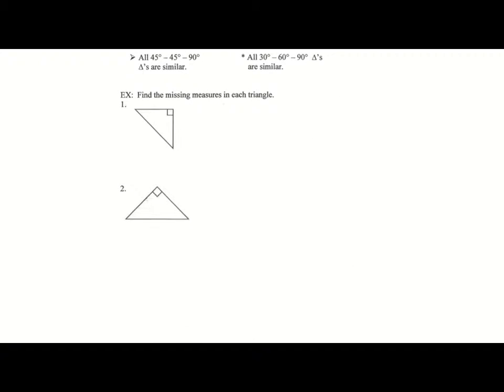So let's look at some examples. Okay, our first question is asking us to find the missing measures in each triangle. So here we're missing two sides. So even though we have a right triangle, we can't use our Pythagorean theorem because we only have one side. That means we have two variables, two unknowns.